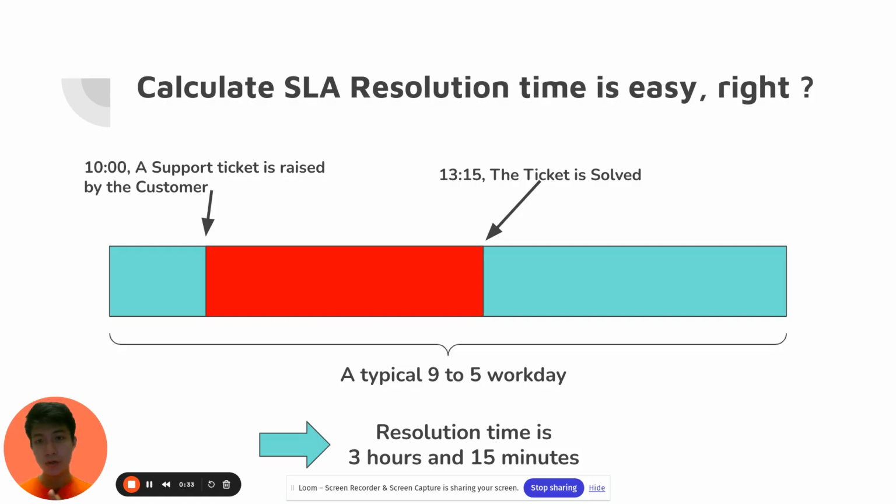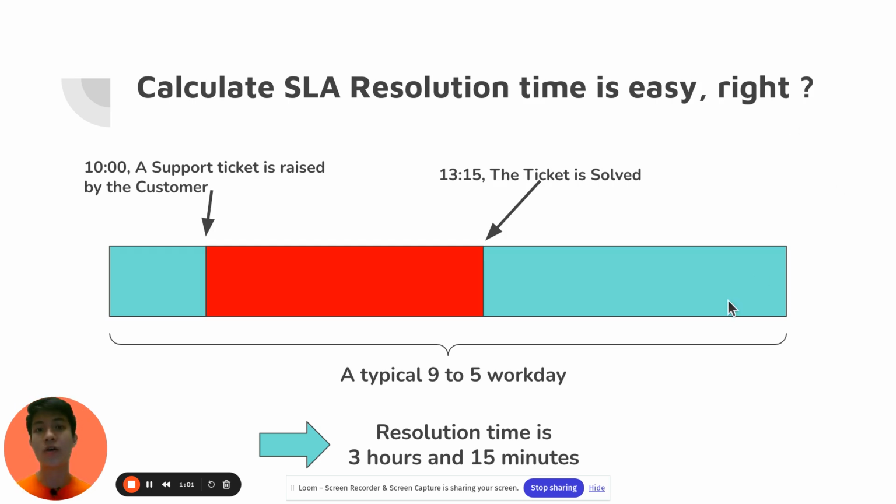For those of you who don't know, the service level agreement or the resolution time is the period from when a ticket or a problem is raised until that ticket or that problem is resolved. So it's easy, right? You just get the time when it's done and minus the time when it started, and there you have it, the resolution time.